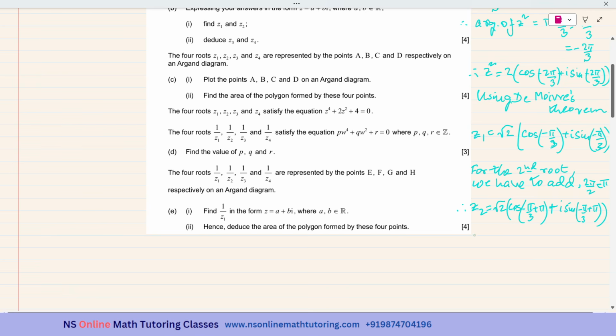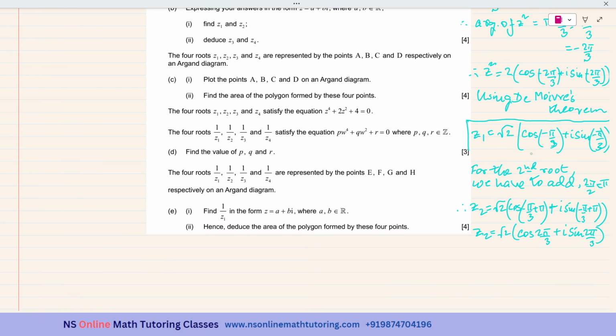Okay. So therefore Z2 is equal to root 2 and pi minus pi over 3 is 2 pi over 3. So cos 2 pi over 3, 2 pi over 3 is an angle from the second quadrant, so it will be a positive angle, plus i sine 2 pi over 3. Okay. So this is the first root.